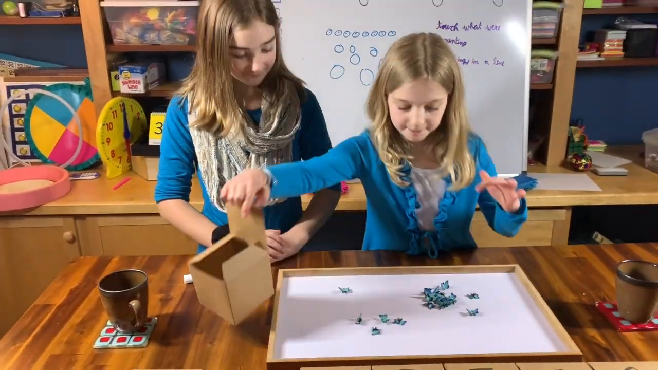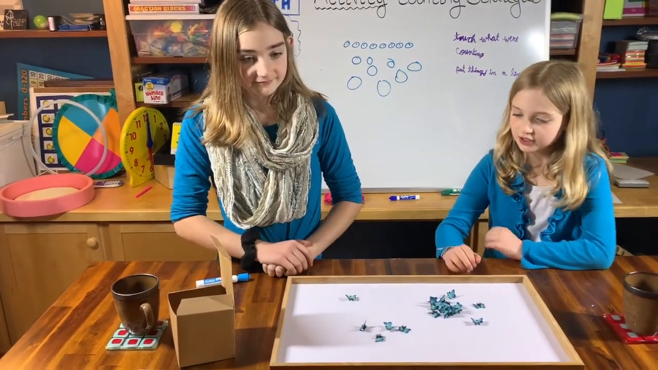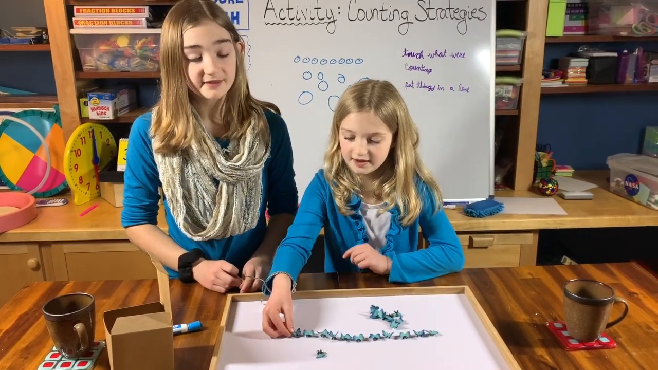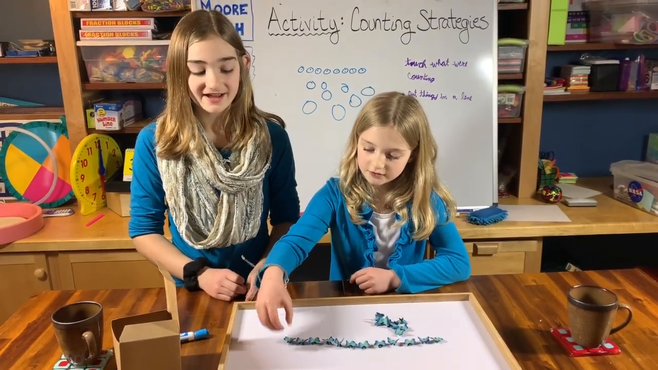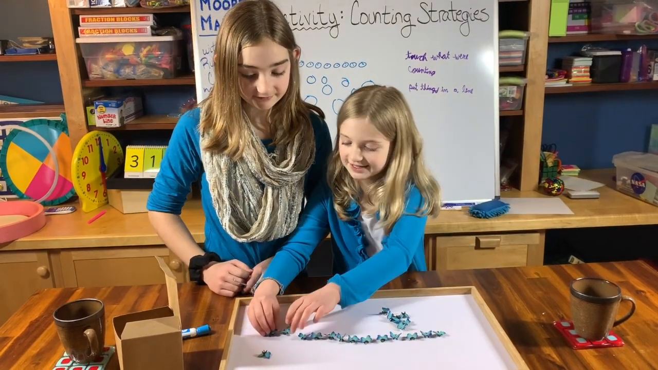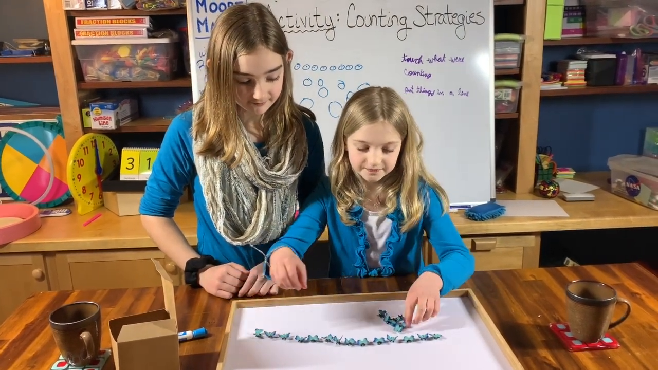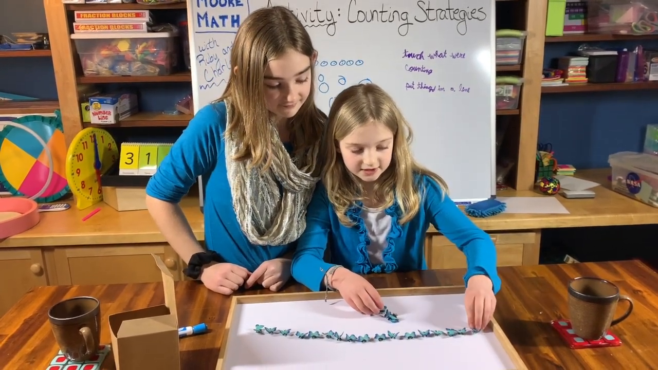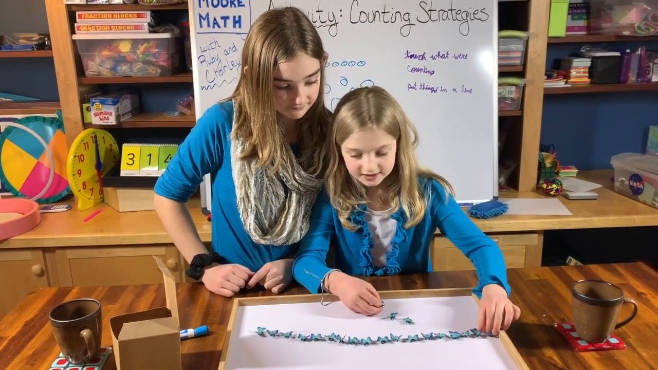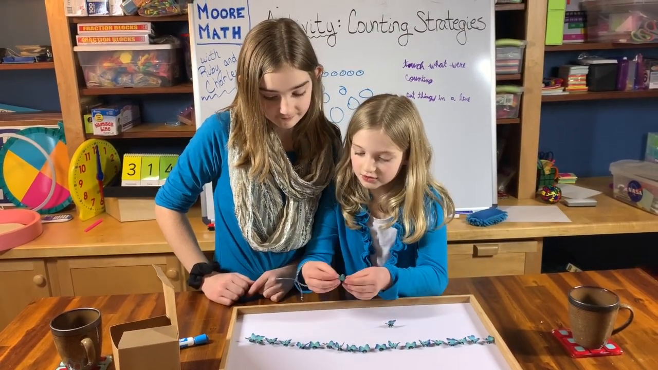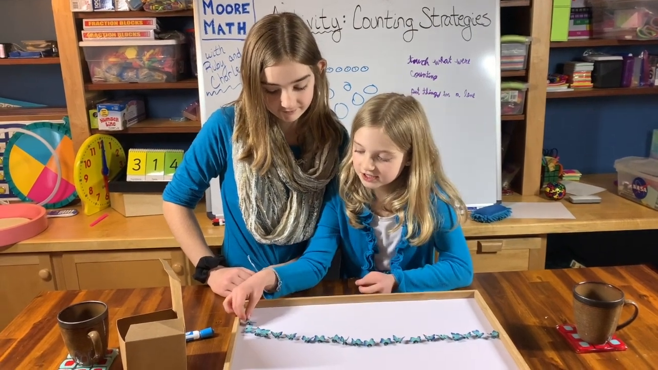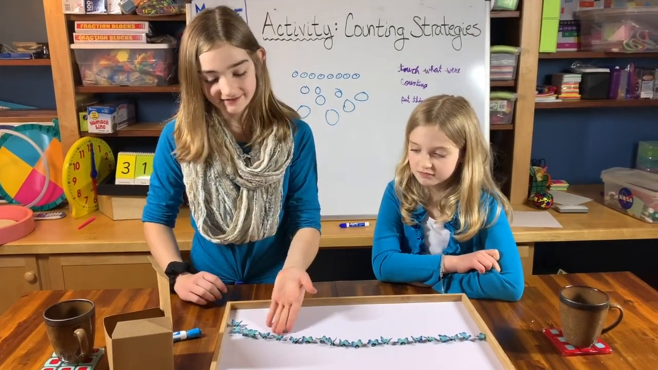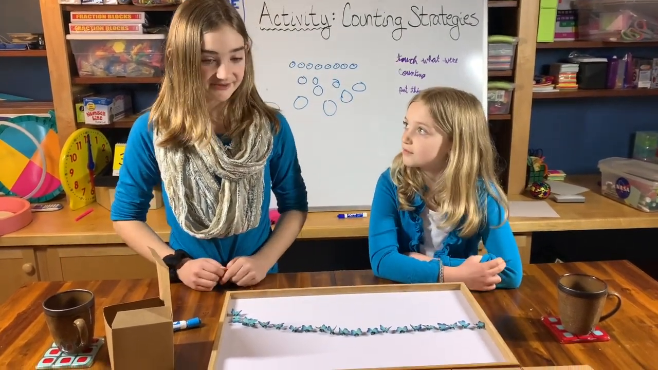We have butterflies. What should we do now? So Charlie is putting them in a line and touching them at once so she can count as she goes. 13, 14, 15, 16, 17, 18, 19, 20, 21. There are 21 in all. There are so many butterflies that our line had to go down.